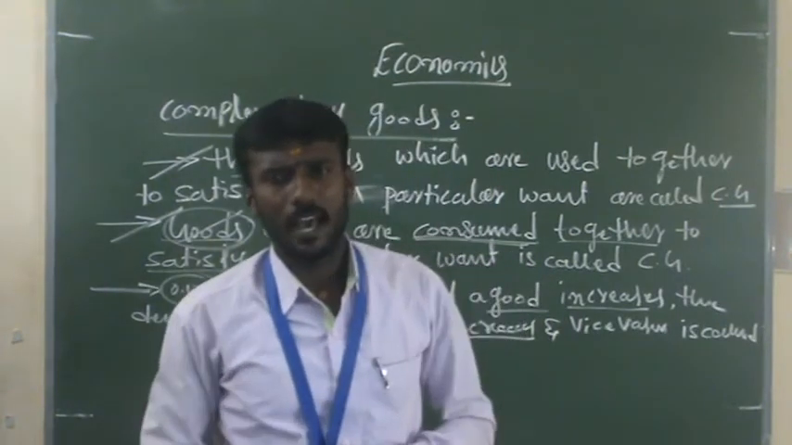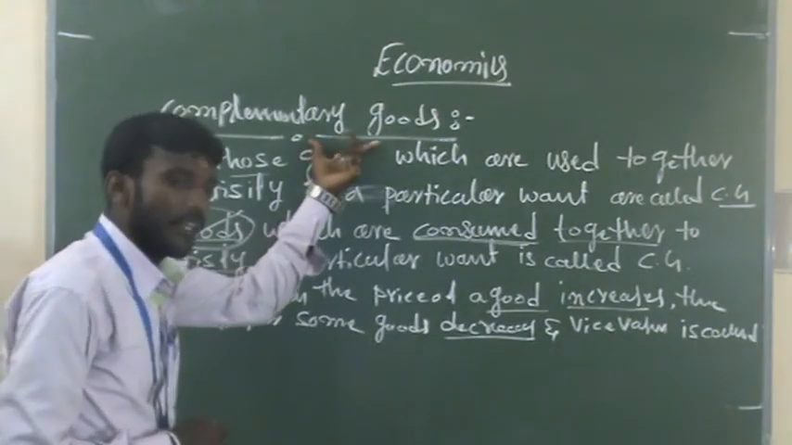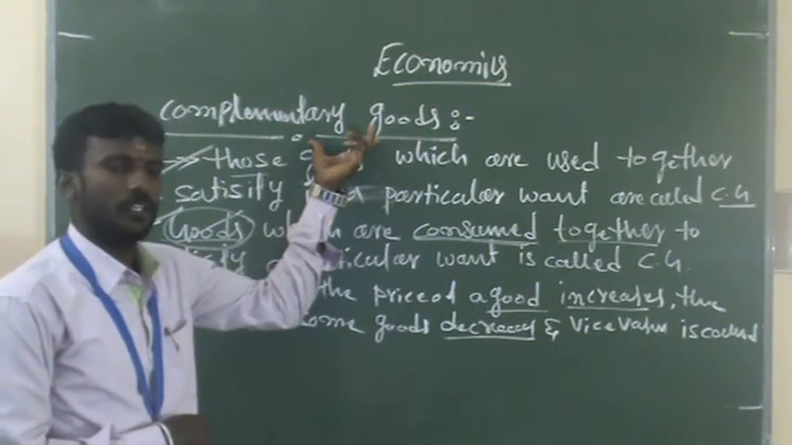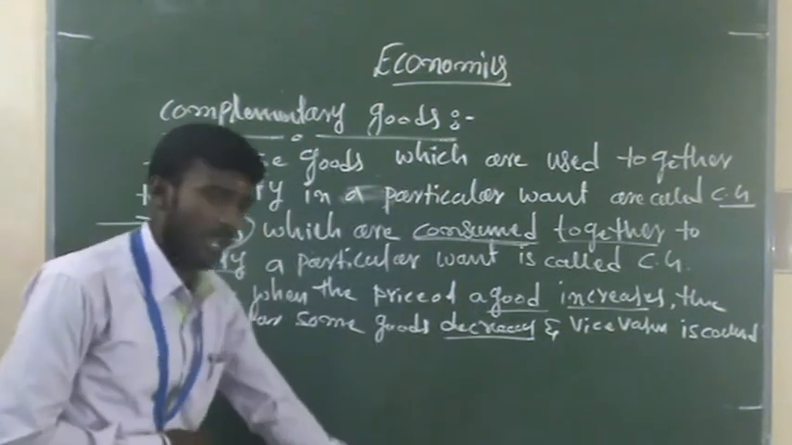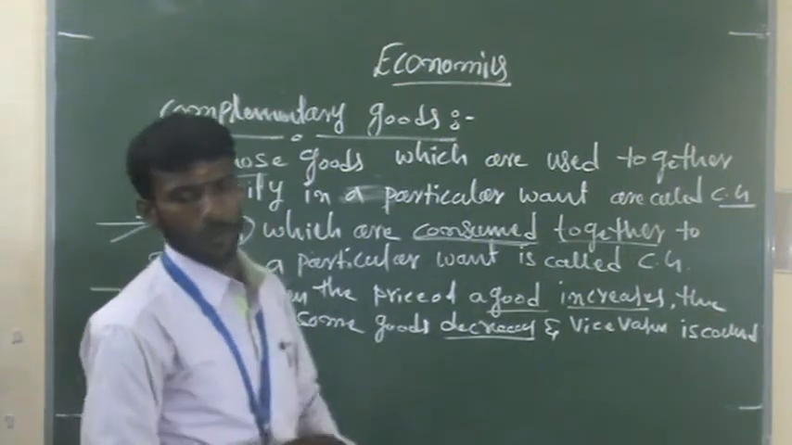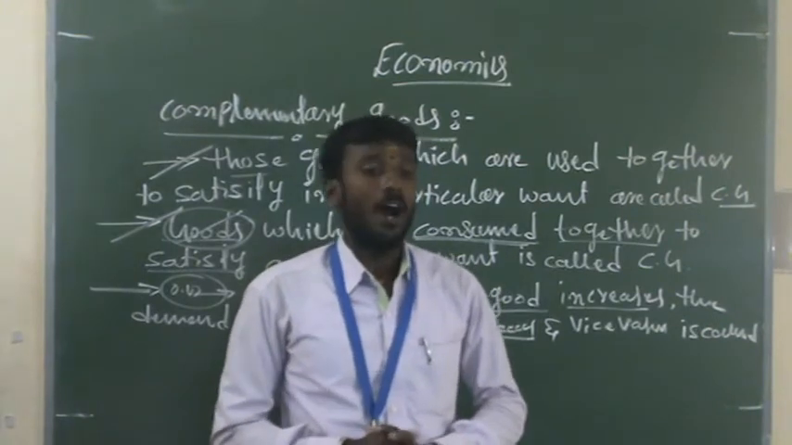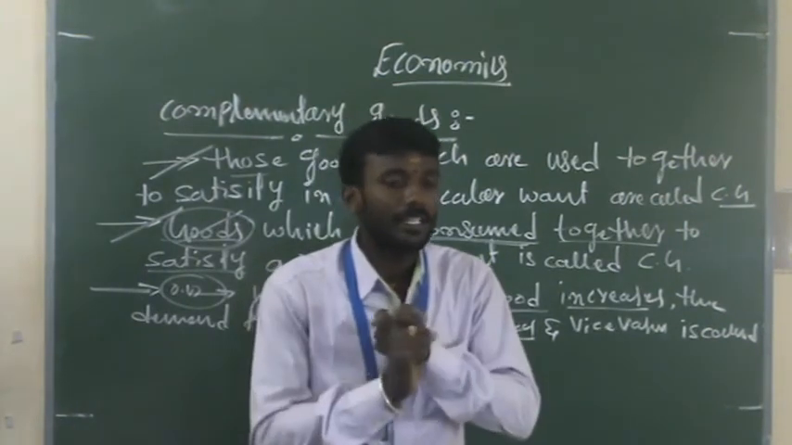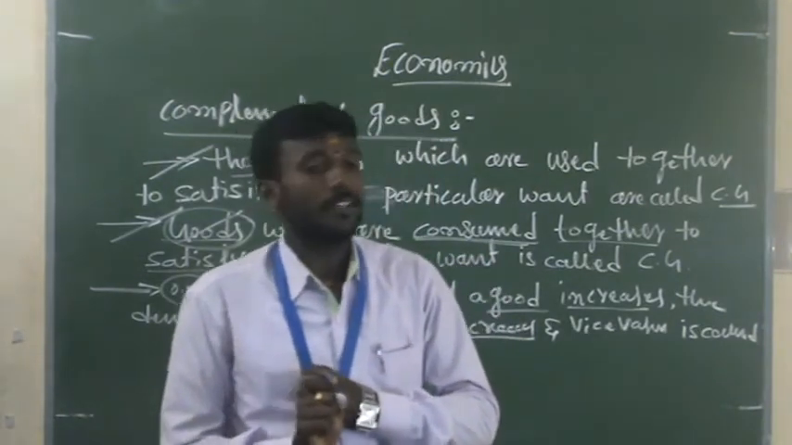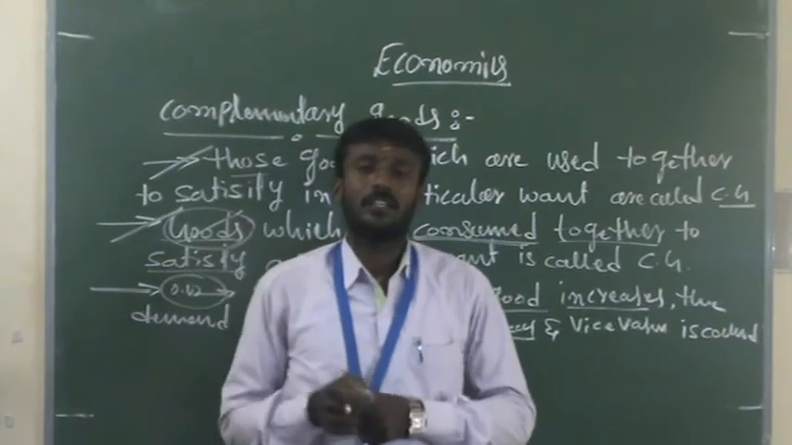See, once again I repeat, already I told that the complementary goods have joint demand. How these complementary goods have joint demand, we are going to explain in the case of an example. Now here the price of the complementary goods, as I already told, has a negative relationship with the quantity of demand, the demand for the good, the demand for the commodity.